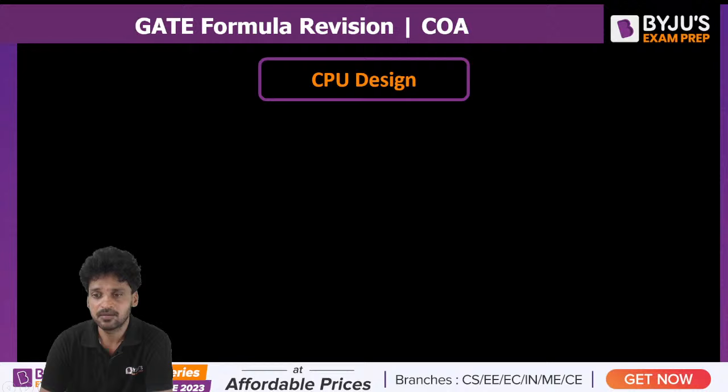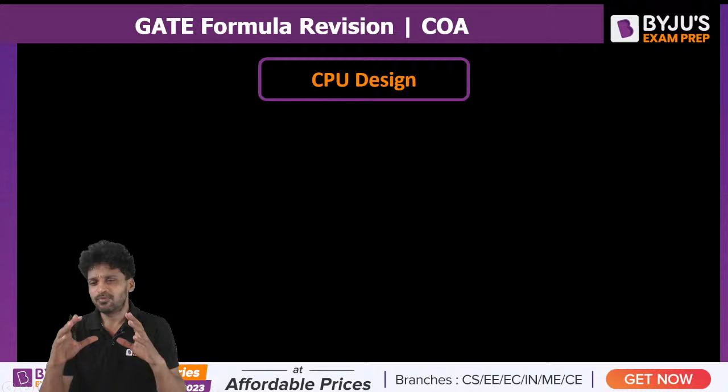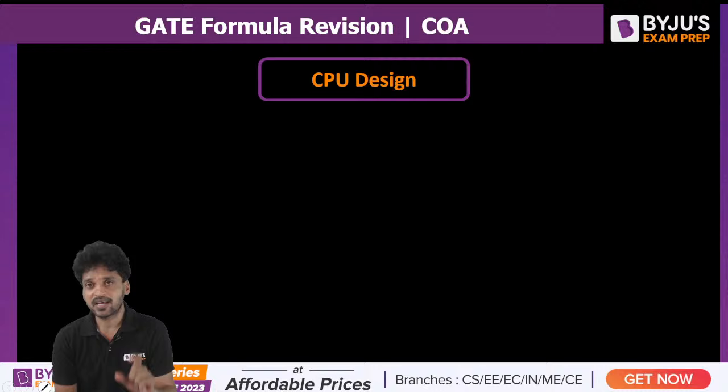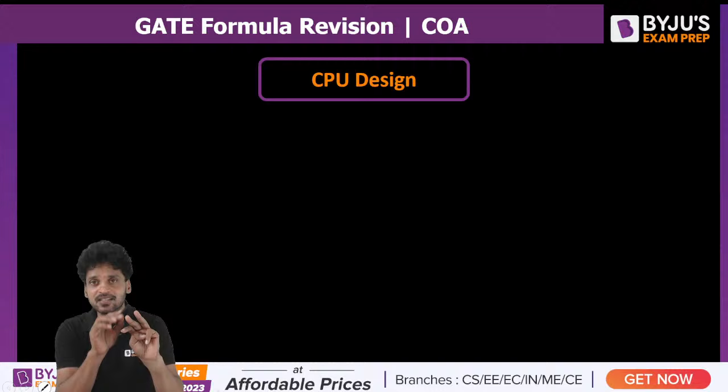See, first of all, let me tell you in what way our perspective should be when it comes to cracking the COA questions in the GATE exam. Let us understand. There are three main topics in COA. The first one is the CPU design. The next one is the memory. The third one is the pipelining.